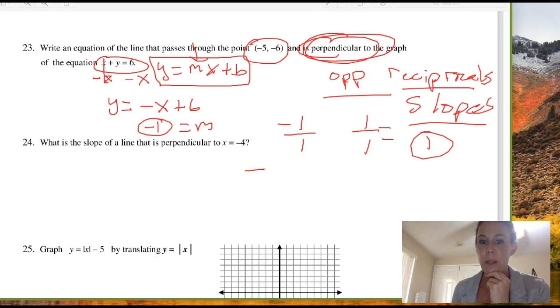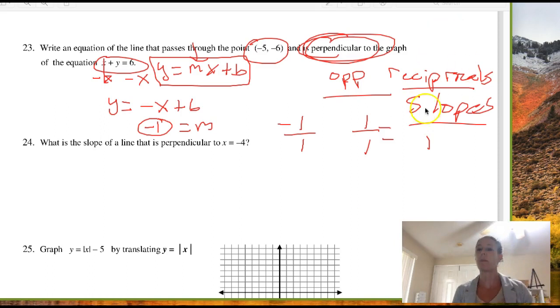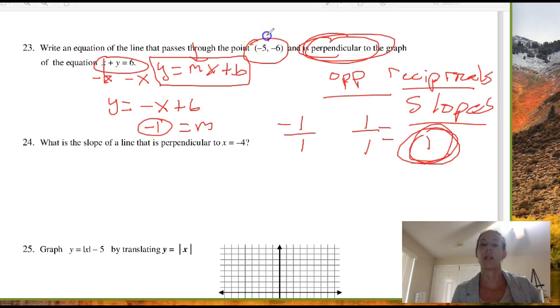All right. If it was the number negative 2, the reciprocal would be 1/2. That would be the opposite reciprocal. So make sure you know that. Perpendiculars are opposite reciprocal slopes. So I have my slope. It is 1. This slope was negative 1. The opposite reciprocal slope is 1. So here's my slope, and here's my point.